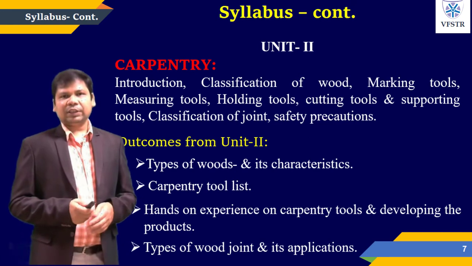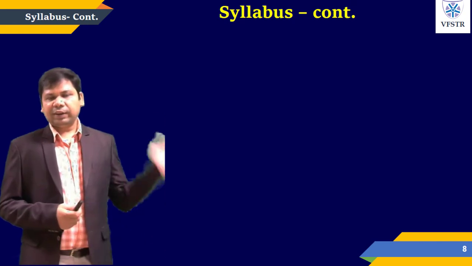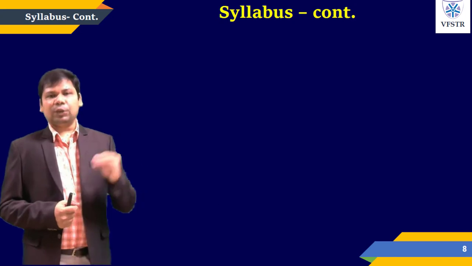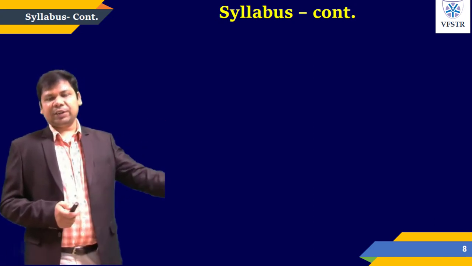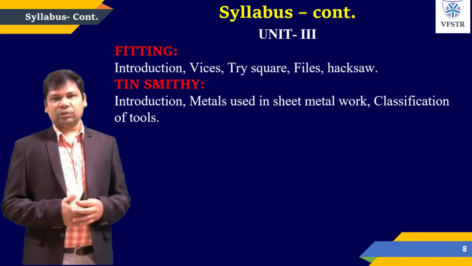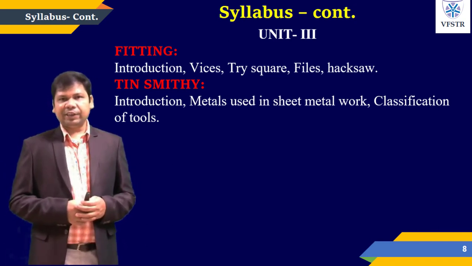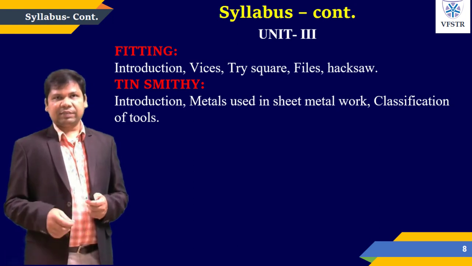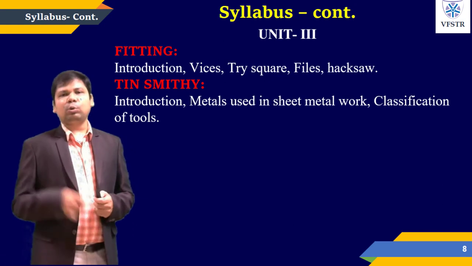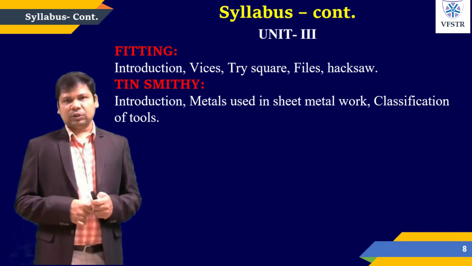Coming to the third unit, it comes under different types of workshop trades. That means the entire course is about learning the workshop trades only. The first unit is about engineering materials, the second unit is carpentry, but in the third unit there are two different trades you are learning. One is fitting, another is tinsmithing. In fitting, you are dealing with metals, which is why we use metal tools, hacksaw blades and files. All these are nothing but tools only. How to deal with the tools, how to handle the tools.